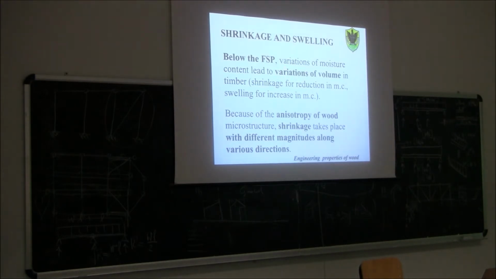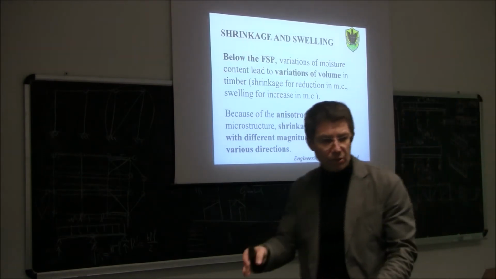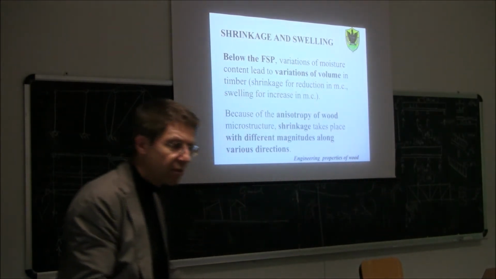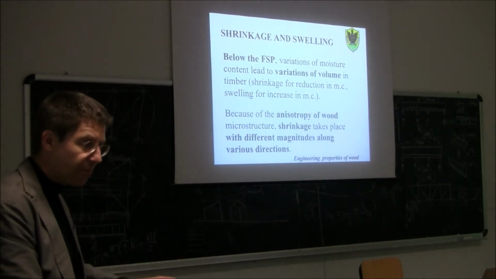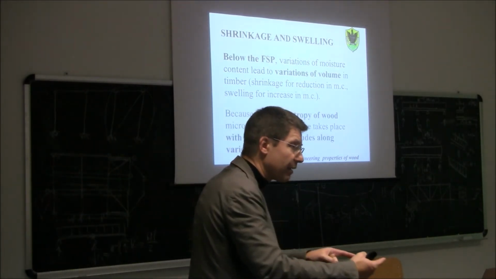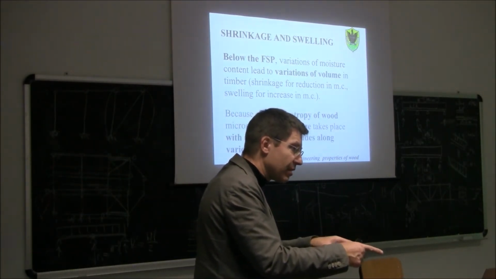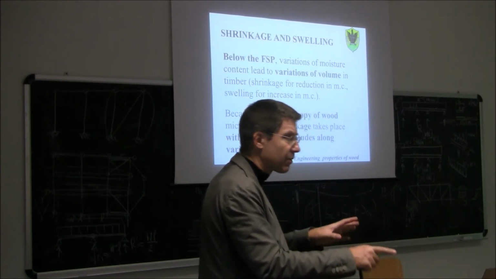So, the other important thing, why does this shrinkage create lots of problems like distortion and residual stresses? Because due to the anisotropy of the wood microstructure, shrinkage takes place with different magnitudes along various directions. So basically, the shrinkage is not the same, as we already saw, parallel to the grain and perpendicular to the grain. Parallel to the grain, there is hardly any shrinkage. Perpendicular to the grain, there is significant shrinkage, but unfortunately, perpendicular to the grain, there is not the same shrinkage in the radial direction and the tangential direction. Remember that we have two different directions.